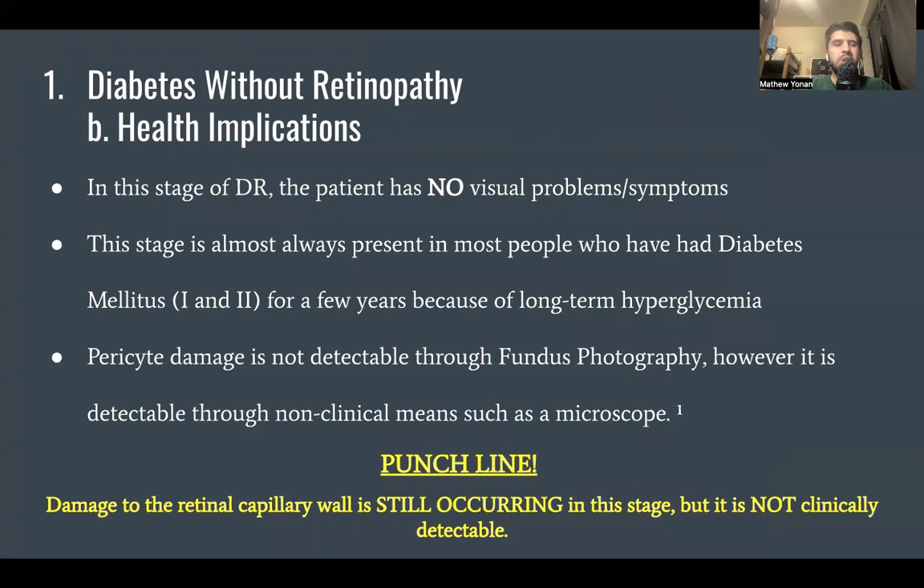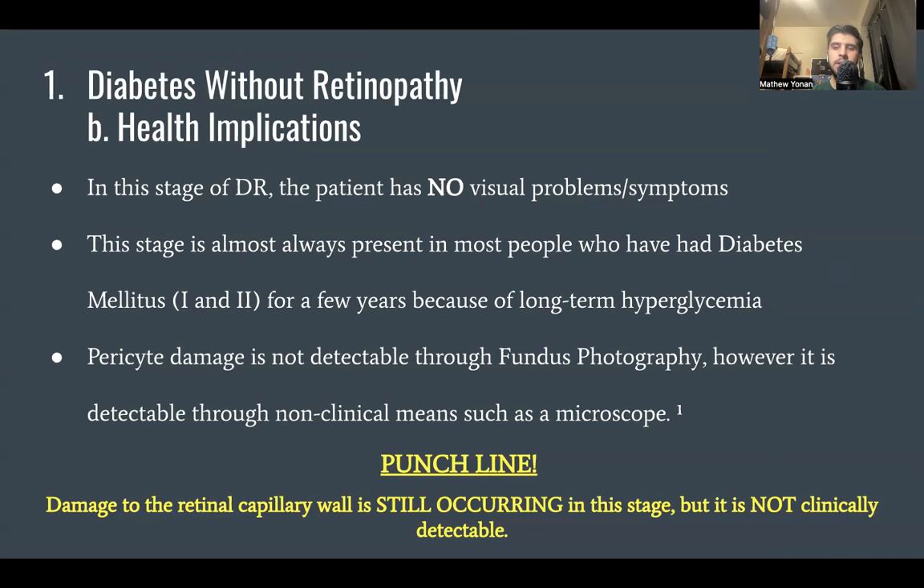So what are the health implications of this first stage? In this stage of diabetic retinopathy, the patient has no visual problems or symptoms. This stage is almost always present in most people who have had diabetes mellitus type 1 and 2 for a few years because of long-term hyperglycemia. As it builds up, you get more parasite damage. And this parasite damage is not detectable through fundus photography. You can imagine it's really small.